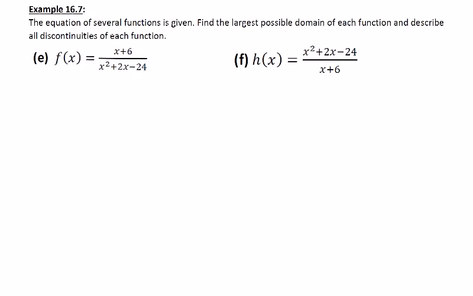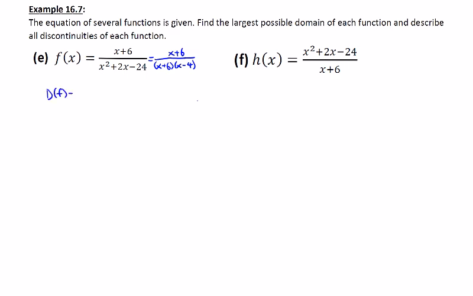Example 16.7 E and F gives us two new functions, and we're supposed to analyze the discontinuities from their equation. The first one here, f of x is x plus 6 over x squared plus 2x minus 24. I'm going to rewrite the denominator in factored form. That's going to result in x plus 6 times x minus 4, and that would lead me to two discontinuities.